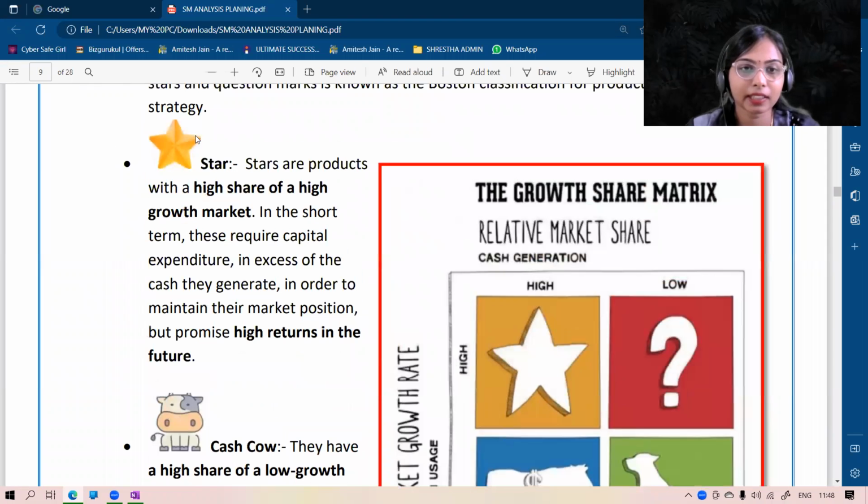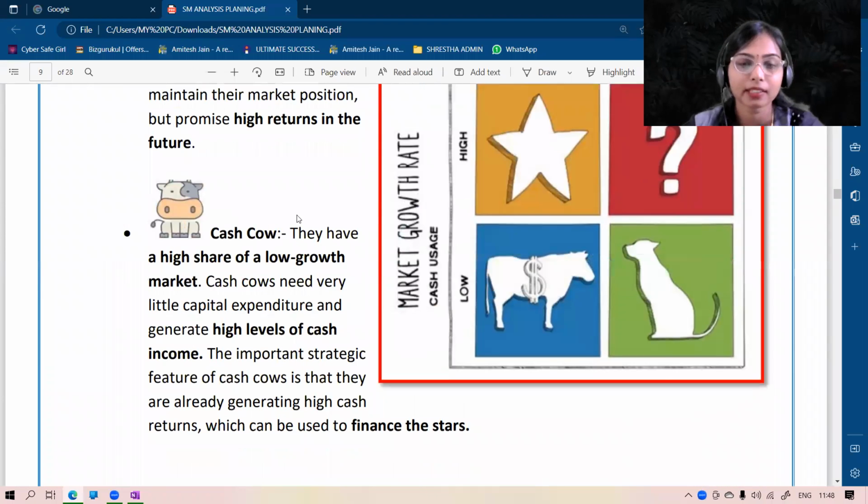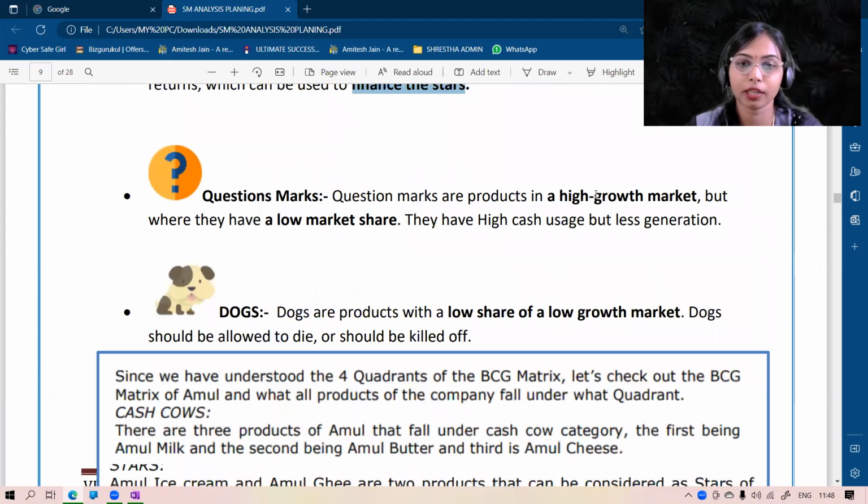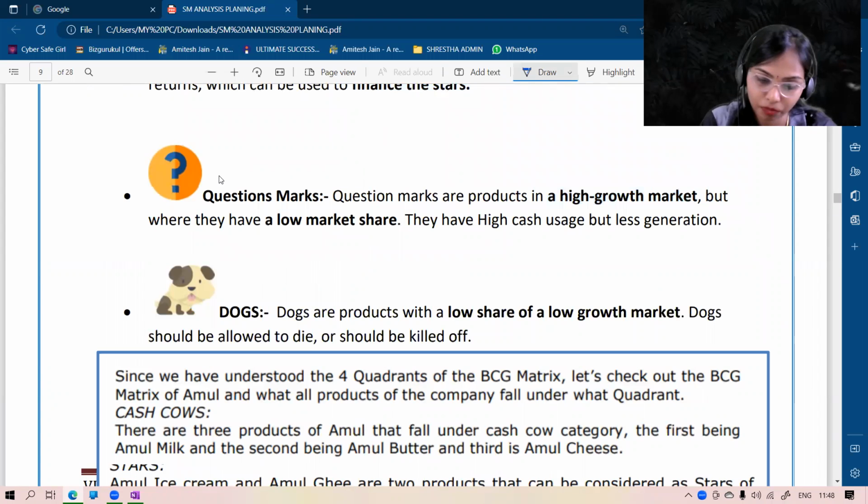See, these are things which we read. Star: high returns in the future. Then it is a cash cow. What happens in this? High cash levels, our income is there. There is finance to the stars. Question mark is what? It is a problem child. You can write it here. Problem child.